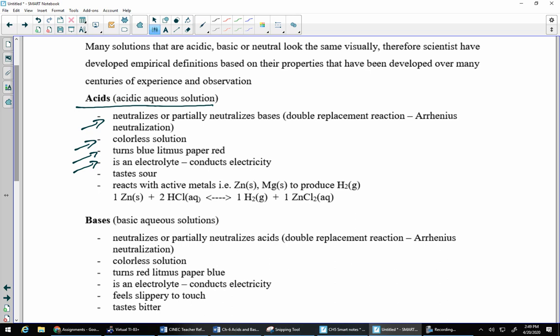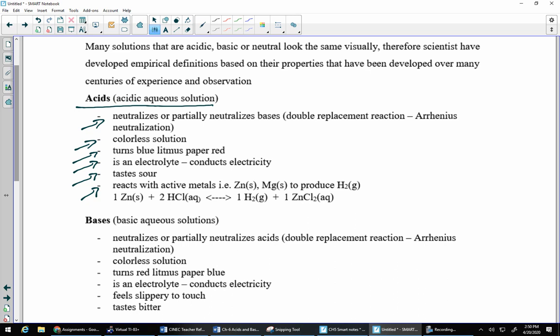Acids are electrolytes, so they conduct electricity, some more than others, but they all conduct at least a little bit of electricity. They taste sour. Just think about lemon juice with that one. And then typically acids react with metals, so metals like zinc, magnesium, and they produce hydrogen gas.